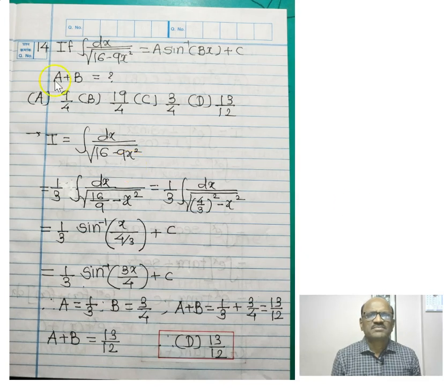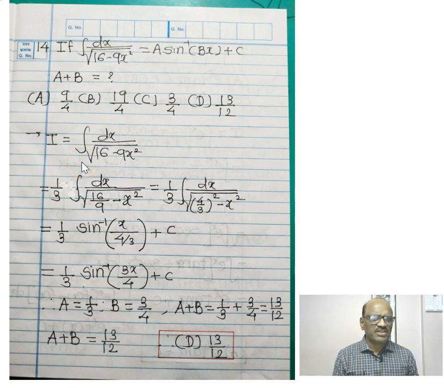Now next question. If the integral dx upon under root of 16 minus 9x square is equal to a sine inverse of bx plus c, then what is the value of a plus b? Now the options are: a is 9 by 4, b is 19 upon 4, c is 3 by 4, d is 13 upon 12.